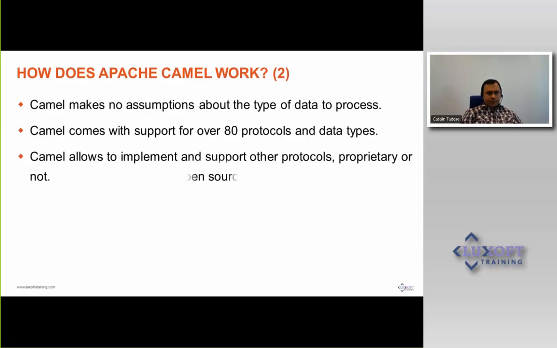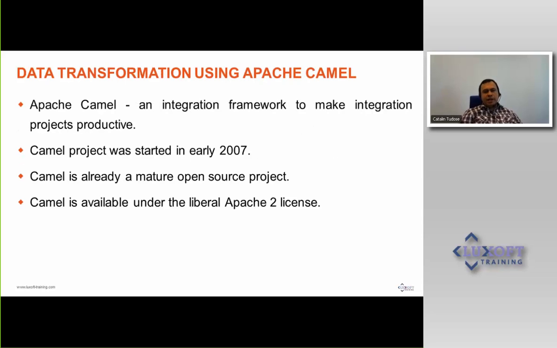Going back to the presentation, we are going to say a few things about the Apache Camel framework itself and about how it has come into being. So it has been built in order to make integration more productive. Projects that will use Apache Camel will be much more productive than projects that use the classical way. This project has been started in early 2007, so we may say that at this time, 8 years after, it is already a mature open source project, and it is available under the liberal Apache license.